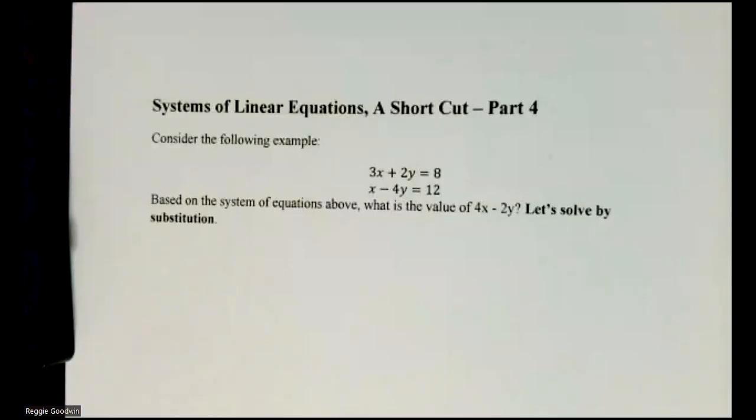Systems of linear equations, a shortcut, part 4. It's called a shortcut because first I'm going to go the long way. The way that we've been doing right now is we've been solving by substitution. Based on the system of equations above, what's the value of 4x minus 2y? We're going to do it the long way, then I'm going to show you the shortcut.